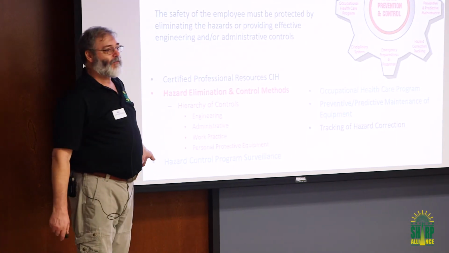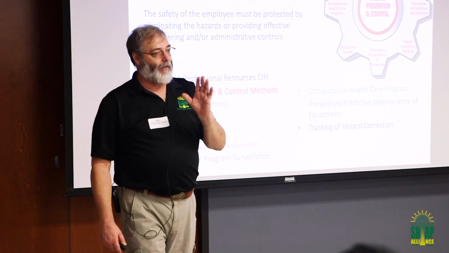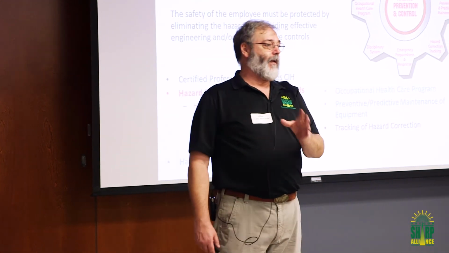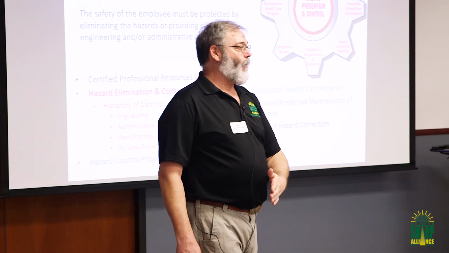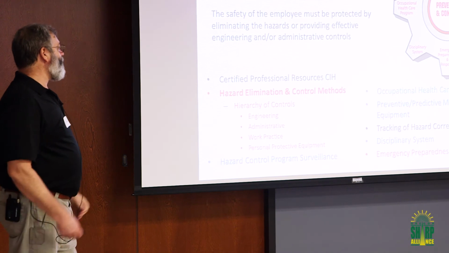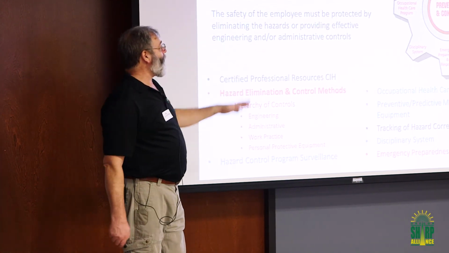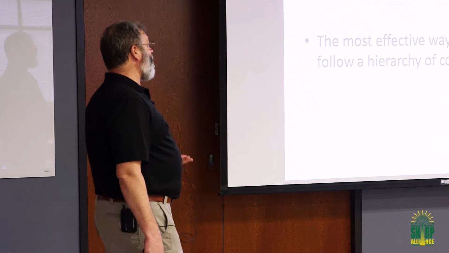We can't really do surveillance of it unless we've got some kind of tracking mechanism that we can say, okay, this was done on such and such a date, this is what was done, this is how well it's working, and we're watching as it moves along. Discipline system and exposure or emergency preparedness are all a big piece of hazard prevention and controls. But once we know what the hazards are, we've got to do something about them.